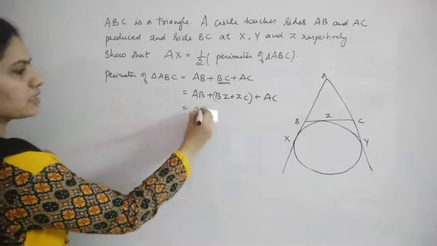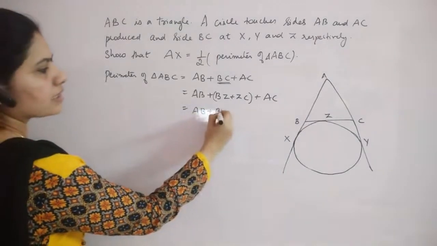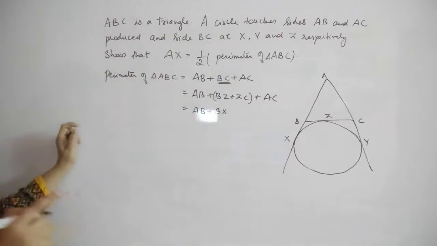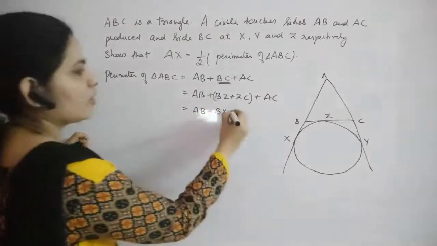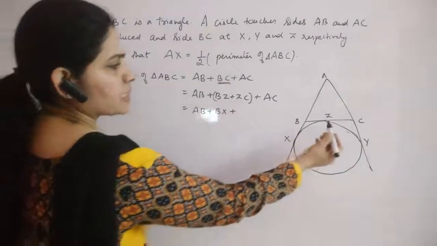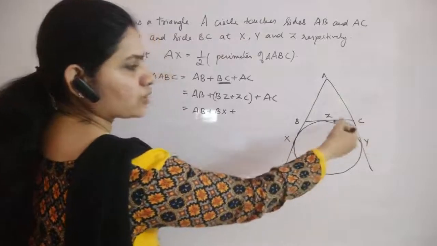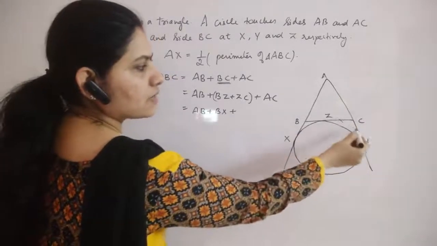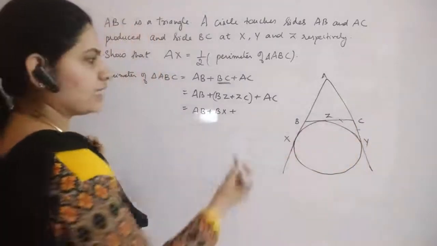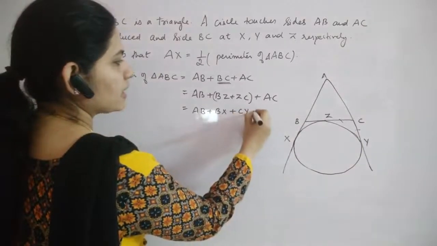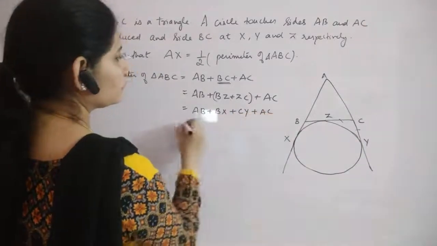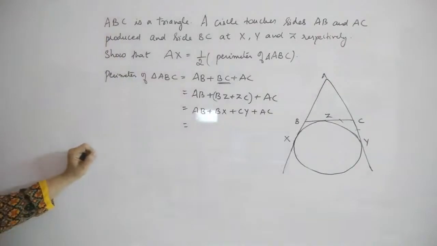So AB is here, BZ is replaced with BX. Now what about ZC? Again, C is a point outside this circle, so ZC will be the same as CY. So that can be written as CY, and this is your AC. Right, this much is clear.